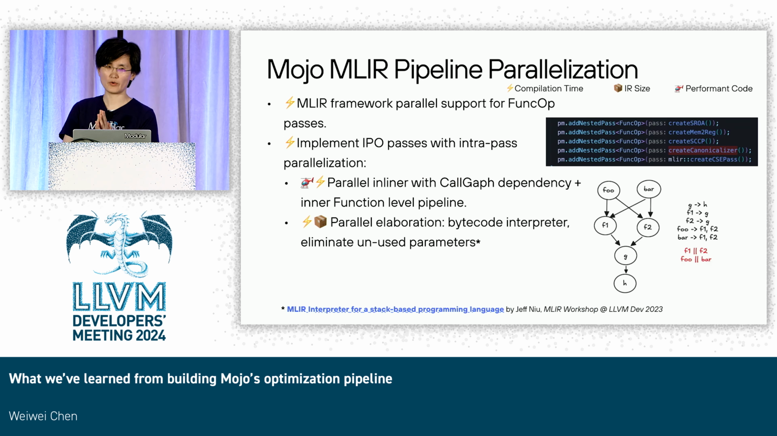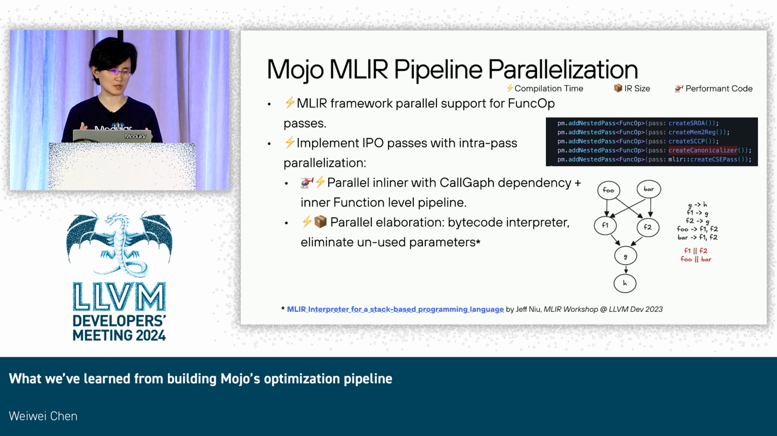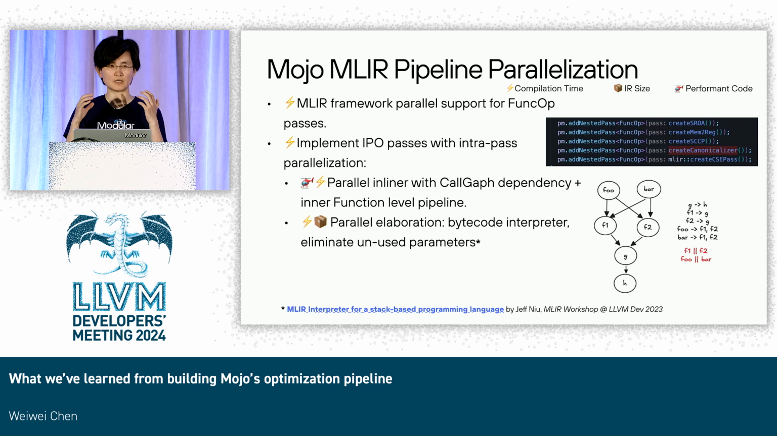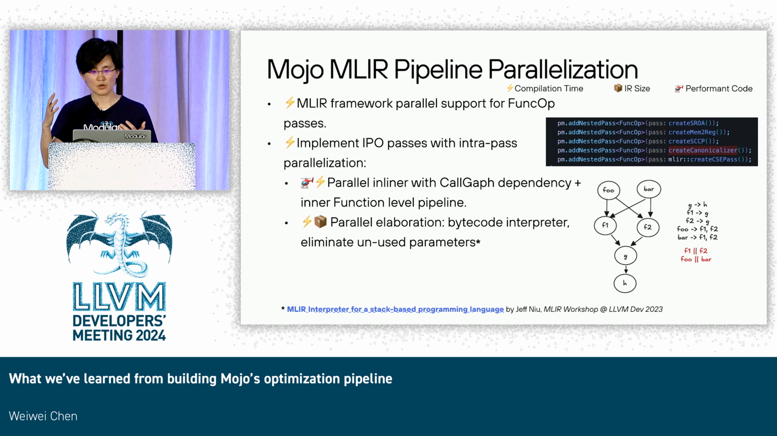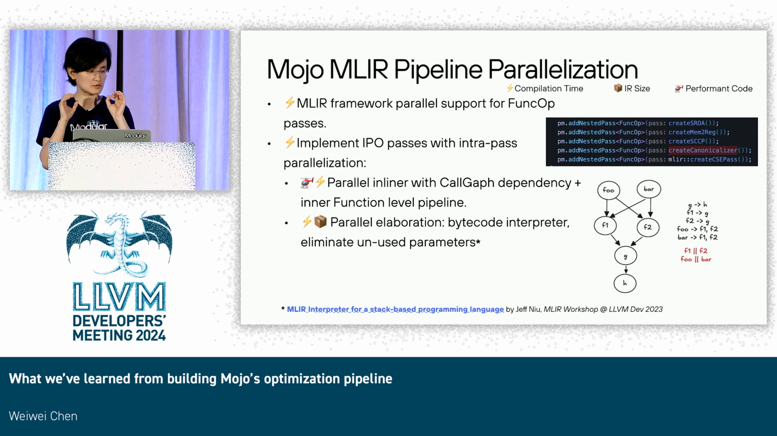And moreover, when we implement the passes at the MLIR level, we also really focus on parallelization. That is mostly for compilation time. First of all, the MLIR framework has natural support for parallelizing function-level passes. So we just need to make sure that when we create the pass manager, we add the passes accordingly so that we can automatically leverage the parallelization provided by the framework.